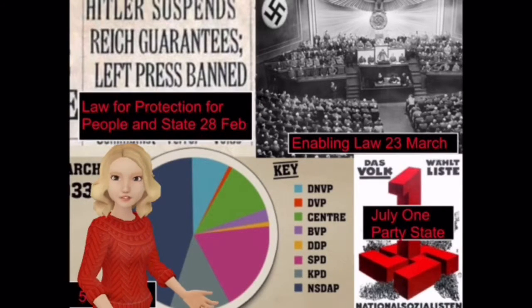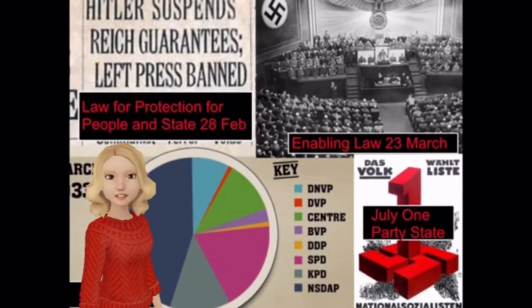Hitler had destroyed democracy in Germany by banning other parties with the Law Against the Formation of Parties, making the Nazi Party the only party in Germany. By July 1933, Germany had become a one-party state.